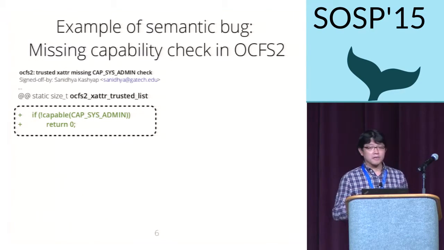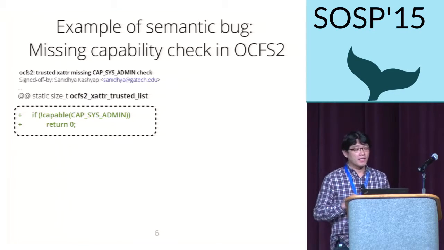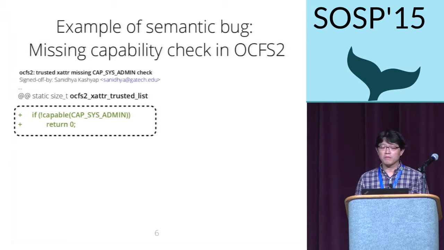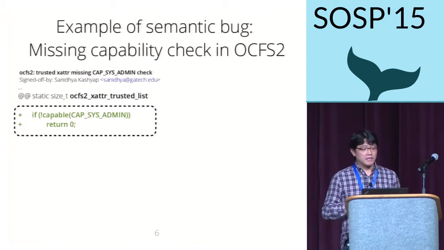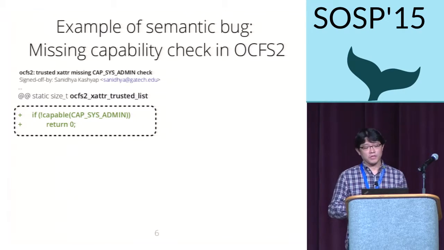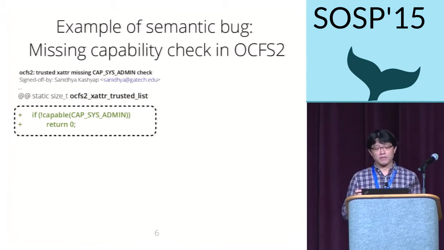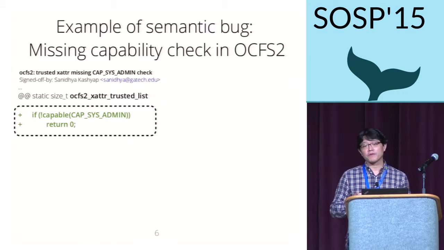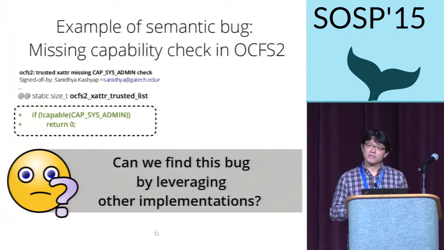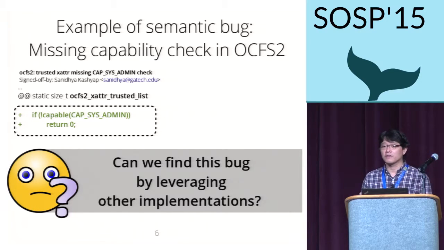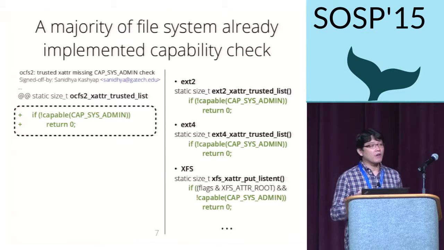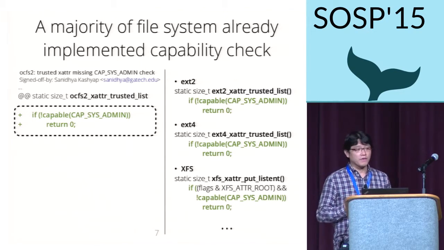Let me give you a real example of a semantic bug in a file system. This is a missing capability check bug in OCFS2, a widely used distributed file system. By adding these two lines of code, we can simply fix it. But without understanding the context of the OCFS2 extended attribute operation, it is very difficult to find this bug. So our question is, can we find this bug by leveraging other existing file system implementations, without providing a proof or model? Let's check how other file systems implement the same functionality.